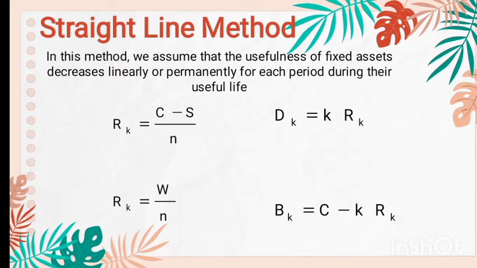Next, straight line method. In this method, we assume that the usefulness of fixed asset decreases linearly or permanently for each period during their useful life. So this is the formula for calculating depreciation expense, book value, and accumulated depreciation in straight line method.